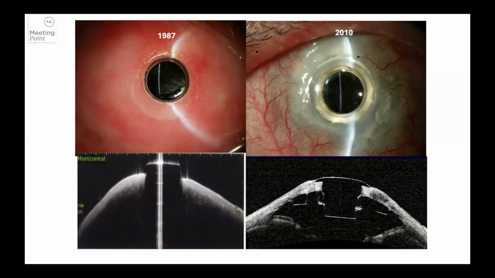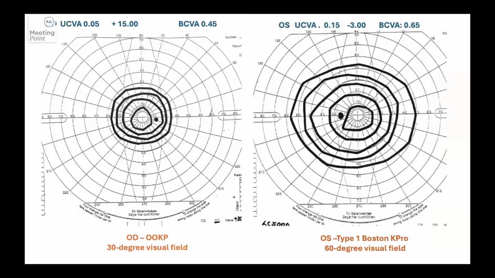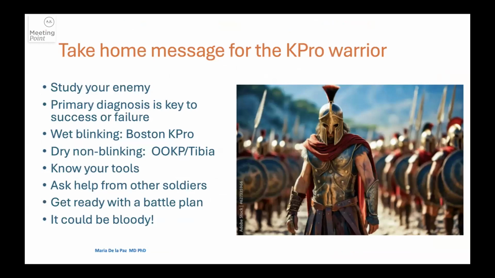And since it was a wet blinking eye, we did a Boston keratoprosthesis. And you can see the OCT images comparing the width of the optical cylinder. So this patient sees preferentially with the eye with the Boston KPro. So with the improvements in the design of the cylinder, we can now achieve a wider visual field with the cylinder of the Osteo-Odonto-Keratoprosthesis. So this ends my lecture.